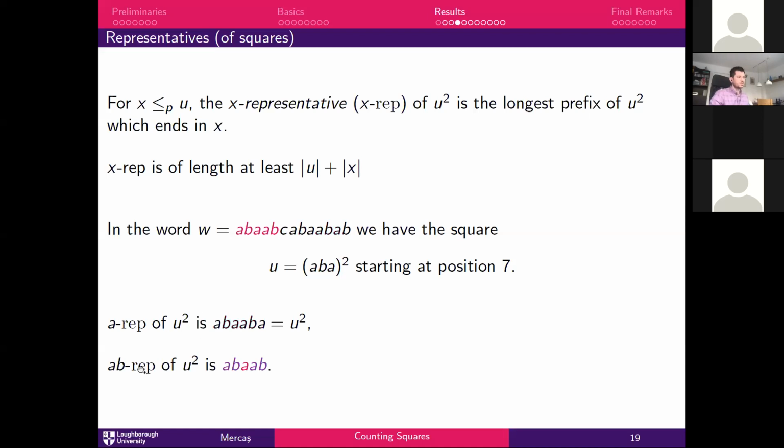At the same time, I can look at the AB representative, and the AB representative is actually going to be at the beginning. And the AB representative of u square is the longest prefix of ABA square, which ends in AB. So it's going to be ABA. Okay? Good. So that's the X representative.